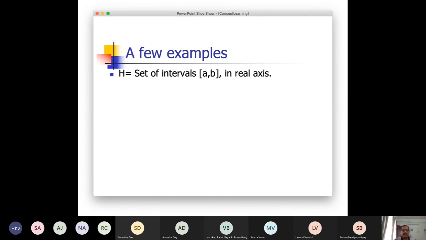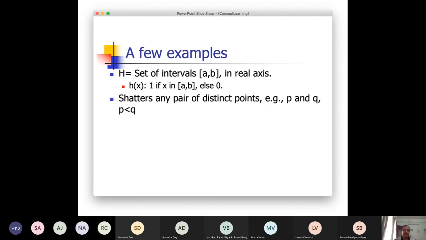So I will give you a particular value, a real number, and then the label, either positive or negative. You have to find an interval which will satisfy all positive examples and also all negative examples. Then that hypothesis is consistent.